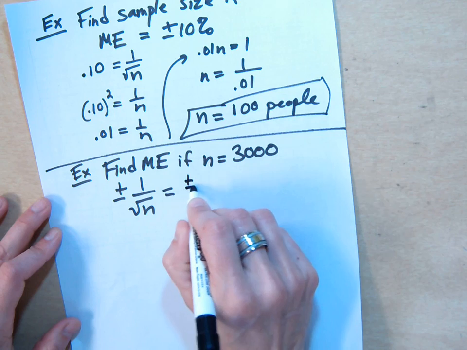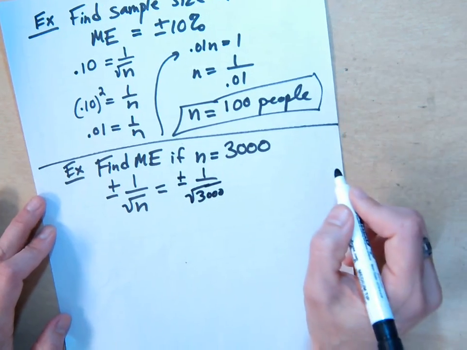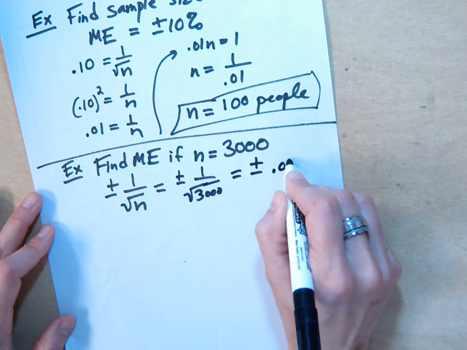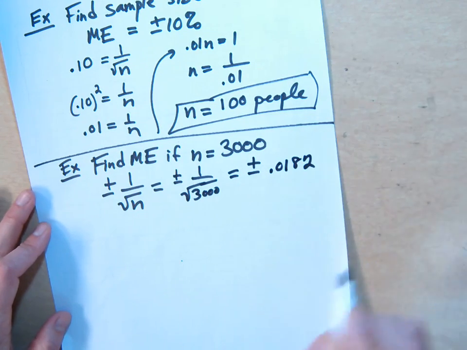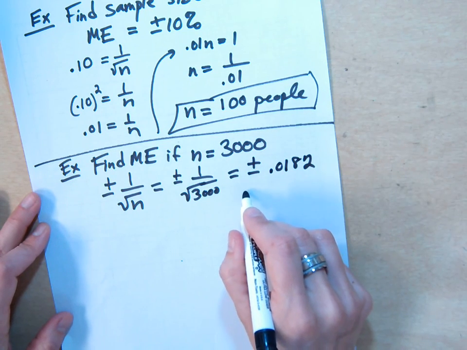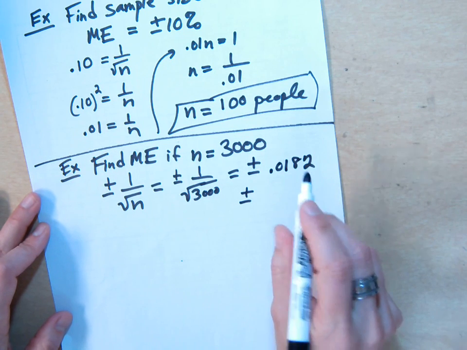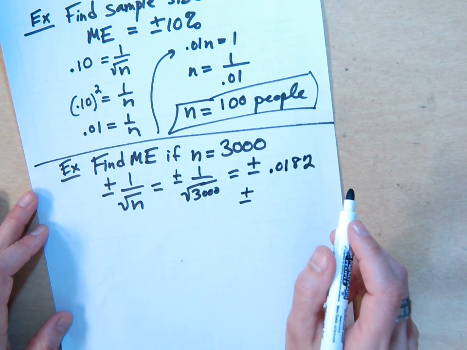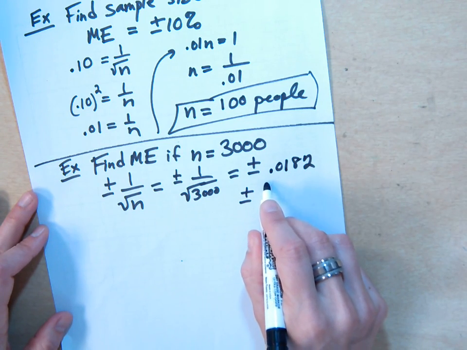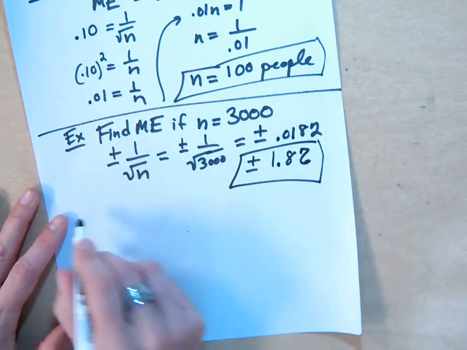So we're going to do plus or minus 1 over the square root of 3,000. If you just type that in carefully on your calculator, you'll get plus or minus 0.0182. But be very careful, okay? That is not your answer. It's not that small. What is it supposed to be? It's a percent, right? That's the decimal. So what's the percent? Move the decimal to the right 2 places: 1.8%. That's right.